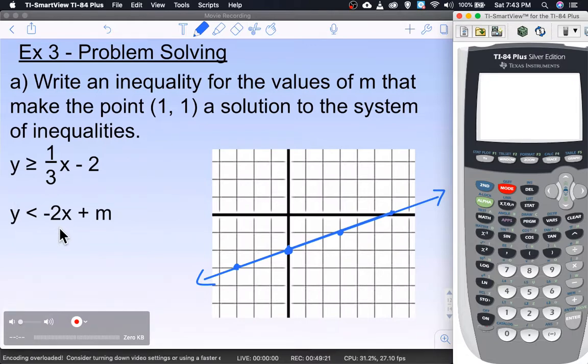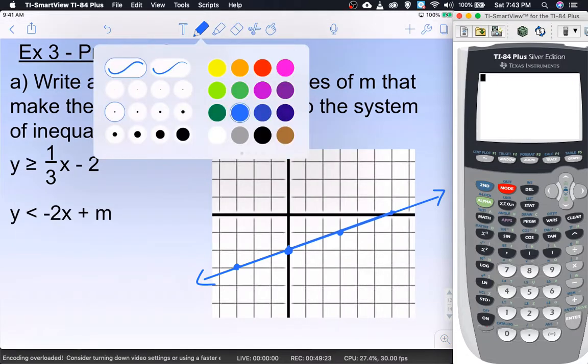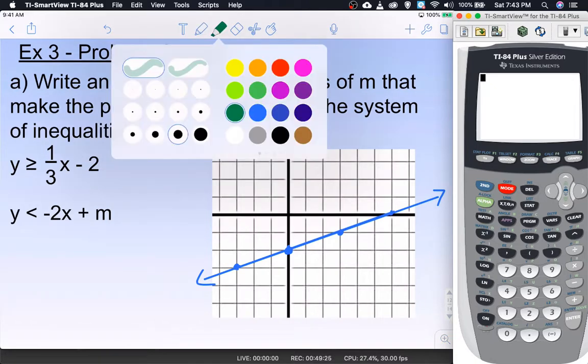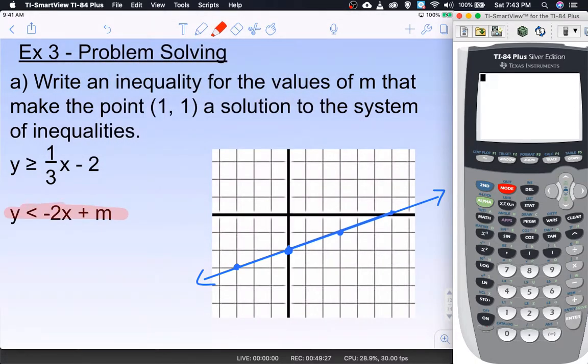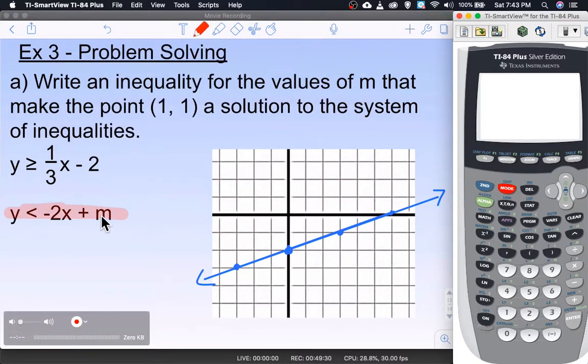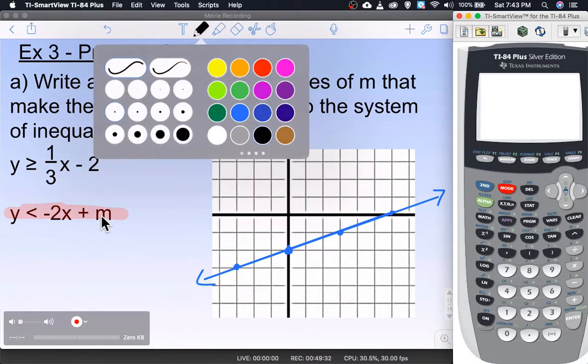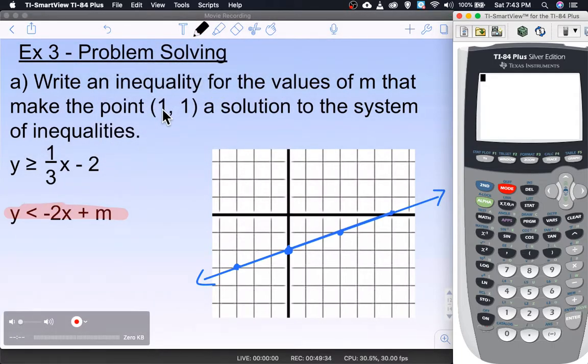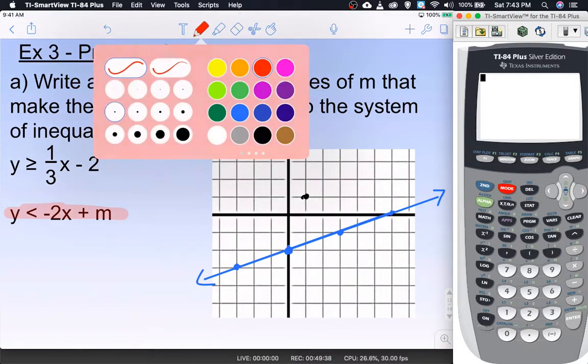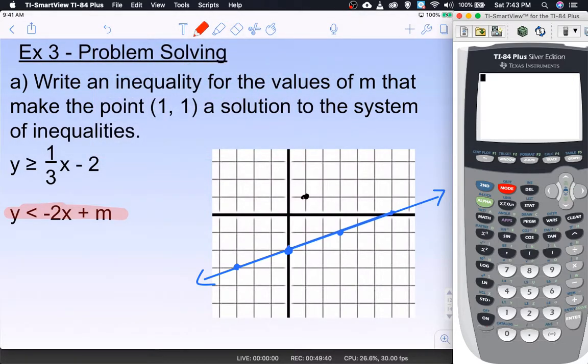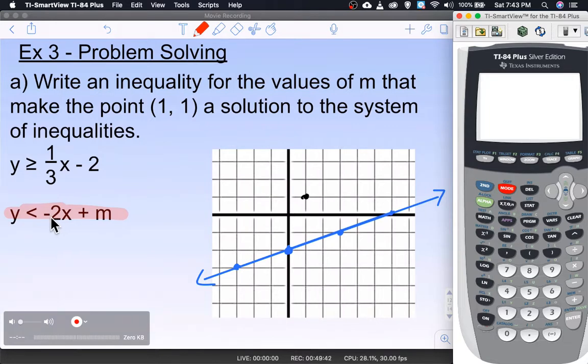This second one, we can't really graph too exactly because we don't know what the y-intercept is. But we do know we want the point (1, 1) to be a solution, so let's plot it. And I do know that this line has a slope of -2, so let me draw a line with a slope of -2. Using Notability, I can always move the line around wherever I want it.